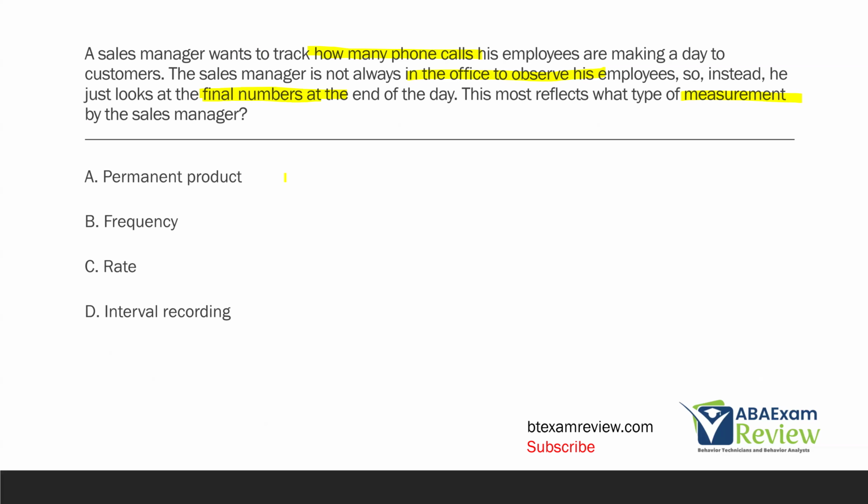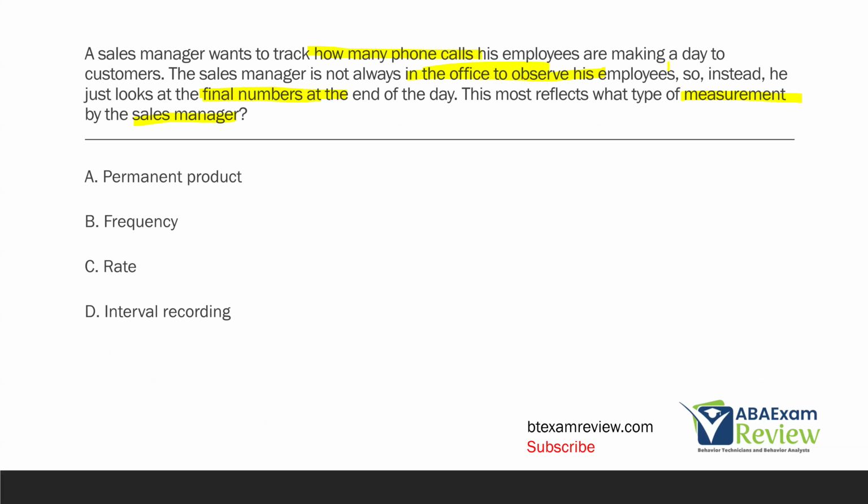Now, be careful. B, frequency. The sales manager isn't taking frequency, right? Because he's not in the office necessarily. He's just taking whatever was recorded and analyzing it through whoever took that actual data. Rate could be rate if they're measuring per day. But again, the sales manager is not taking that data. He's just looking at the permanent product.